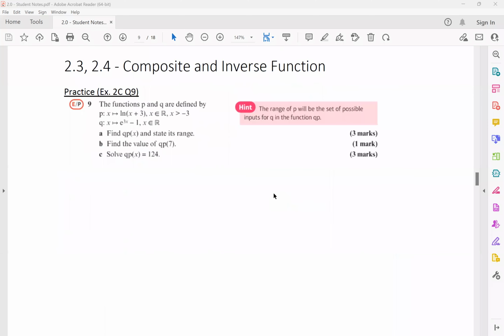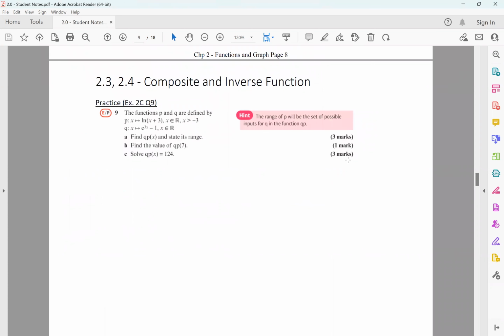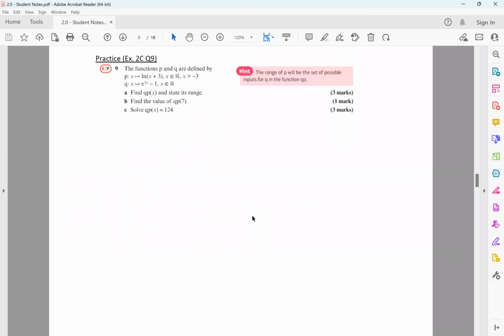Let's carry on. So I took a question from the textbook, practice 2, exercise 2C, question 9. Let's have a look. I deliberately chose this question because I know a lot of students are probably not too confident in ln, in logarithms, and in e. That's why I wanted to choose this one to go through with you.